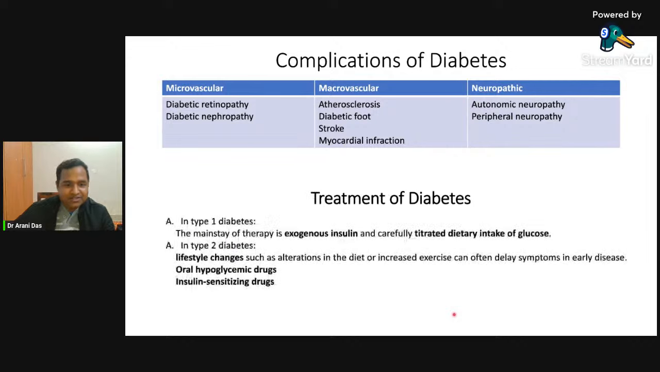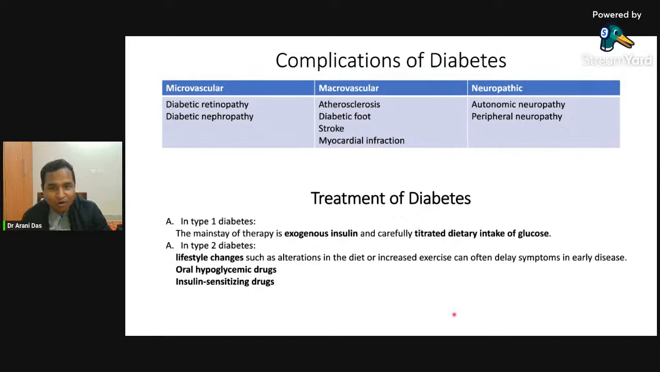Now the treatment options of diabetes: type 1 diabetes can be treated. The mainstay of therapy is exogenous insulin. That is the only option. We have to give exogenous subcutaneous insulin injections. Definitely, carefully titrated intake of glucose is essential. And type 2 diabetes, which is actually a lifestyle disease, needs lifestyle changes, less carbohydrate intake and an exercise schedule, so that diabetes can be controlled. Other drugs, oral hypoglycemic drugs and insulin sensitization drugs, have some effect in treating diabetes mellitus.